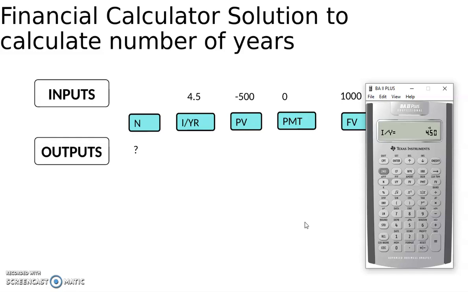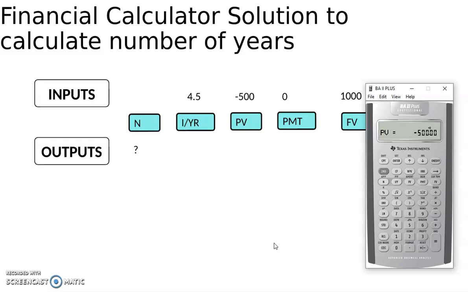Next, I move to the present value. I put in a negative 500 because the financial calculator always assumes an investment outcome scenario. So either the PV or the FV has to be negative. Both can't be positive, both can't be negative. If my PV is negative, my FV is positive, and if my PV is positive, my FV is negative.